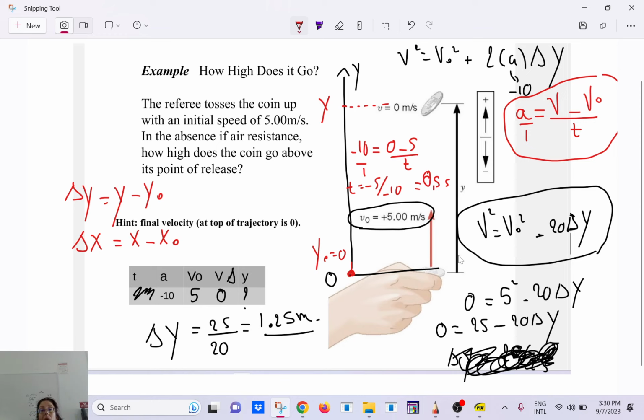Okay, let me ask you something. How long is it going to take to go back? It takes 0.5 to go up, 0.5 to come down, so the time of flight will be 1. Very good.